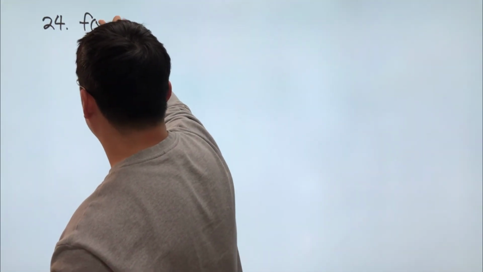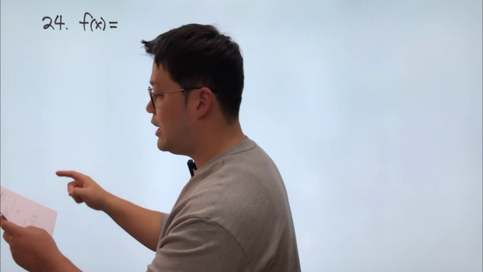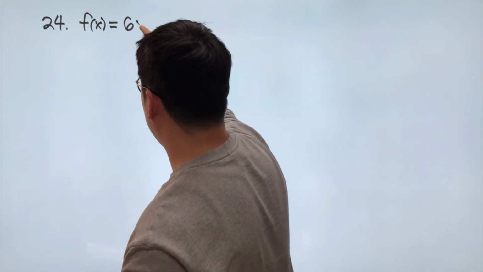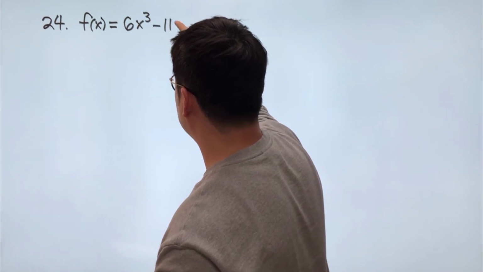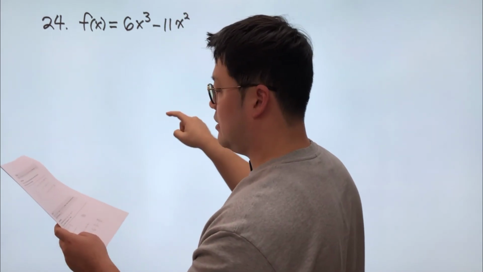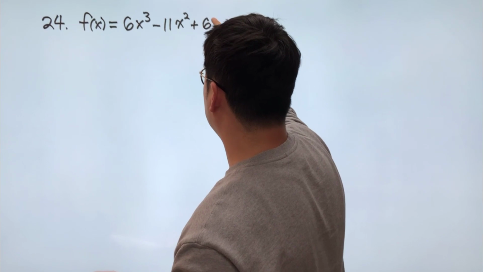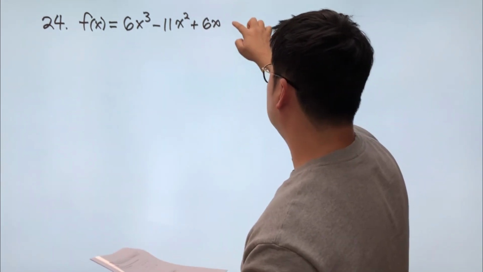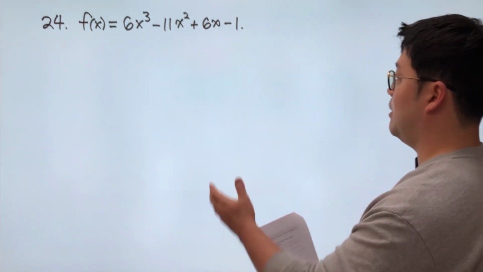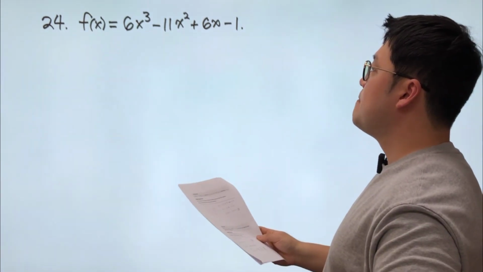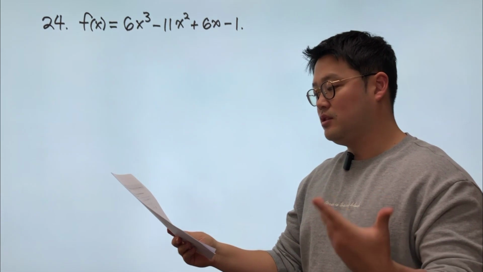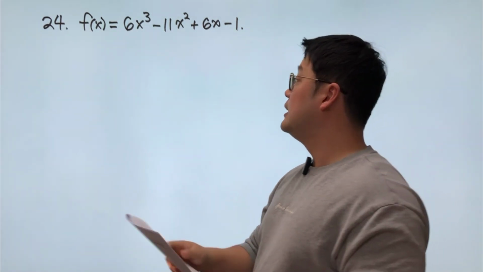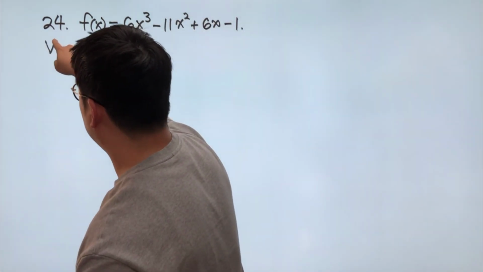f of x equals 6 times x cubed, minus 11x squared, plus 6 times x, subtracted by 1. And I need to use r squared, s squared and t squared, where r, s and t are the solutions. All right, so let's just try to use Viet's formula, okay?